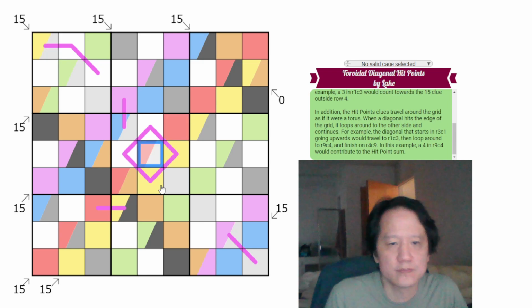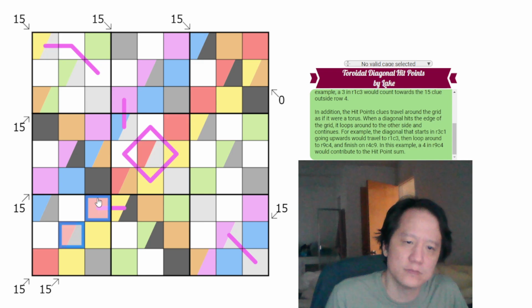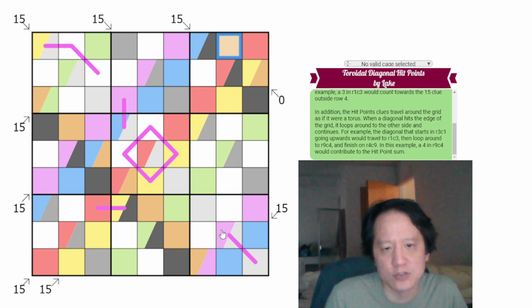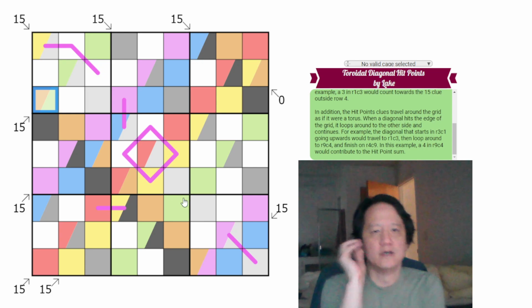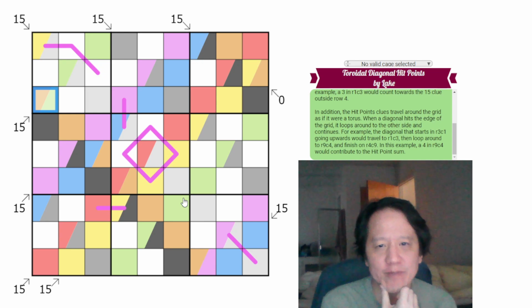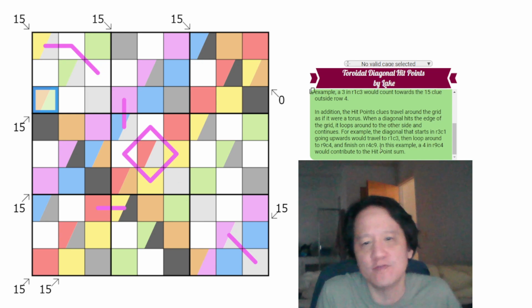This is 0. So this cannot be 1. This cannot be 2. This cannot be 3. This cannot be 4, 5, 6. I don't know if that helps very much, right? It does limit things, but not by very much. So that's not that helpful there specifically.